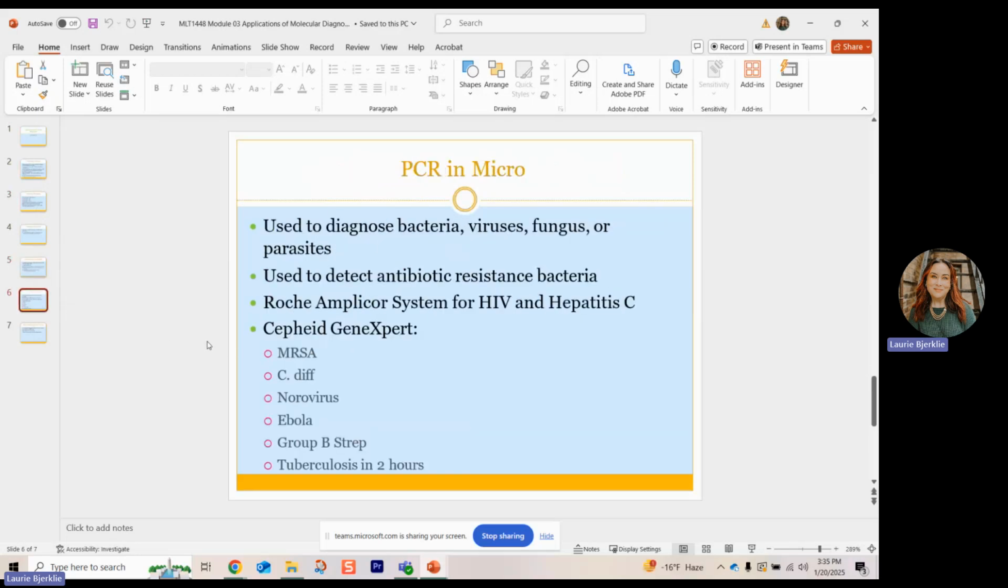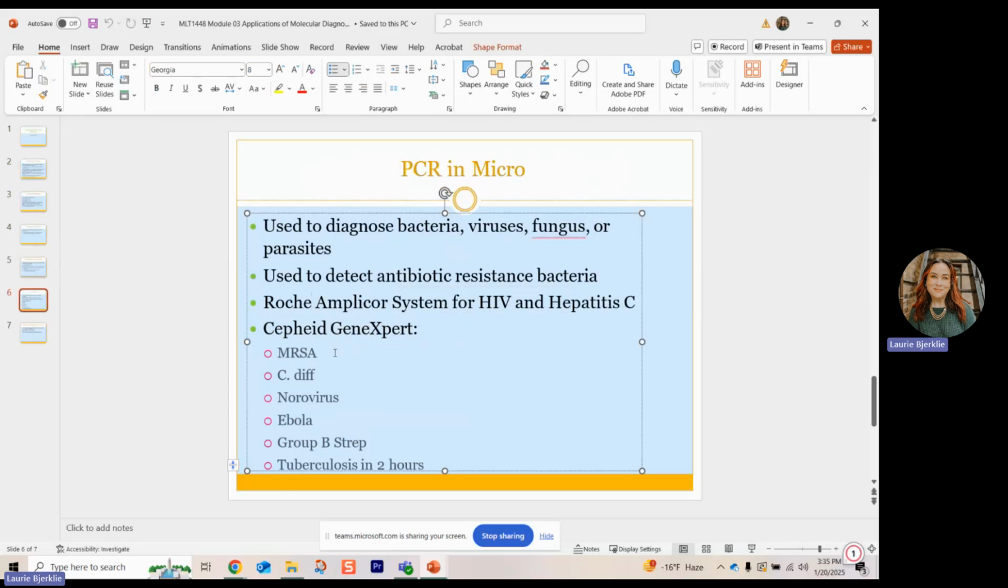So PCR and micro, different reasons we would use this. Again, just to diagnose different bacteria, viruses, even fungi or parasites. There is a system called the Cepheid GeneXpert. That is a very heavily used molecular analyzer that is found out there. This has been used for all sorts of stuff. Look at the goodness it can do down here.